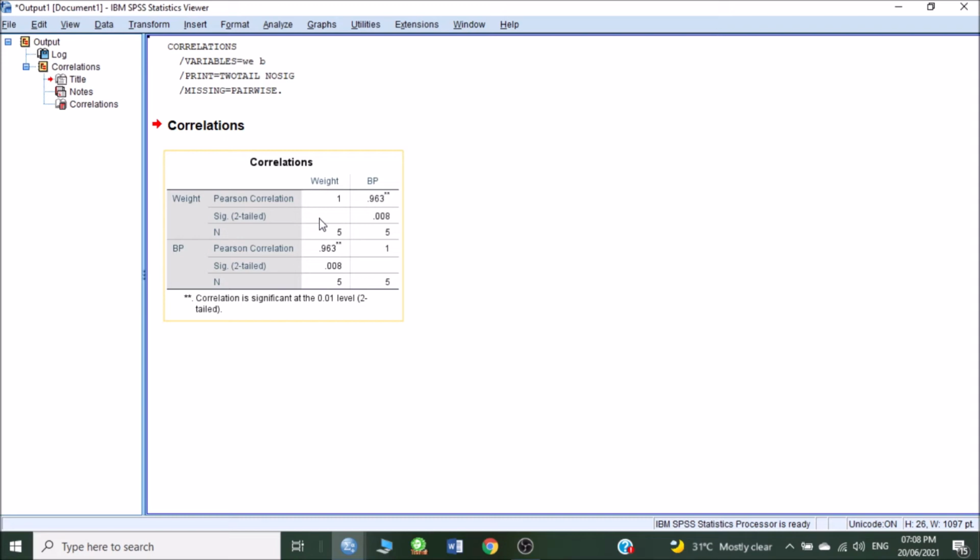There is a positive relationship between weight and blood pressure. What do you mean by positive relationship? For example, if weight is increasing, blood pressure is also increasing. Then if weight is downsizing, blood pressure is also downsizing. That is a positive relationship. A negative relationship means weight is increasing, blood pressure is downsizing. So in this problem, both things are simultaneously moving in positive directions. Based on this, I can conclude it is a positive correlation.